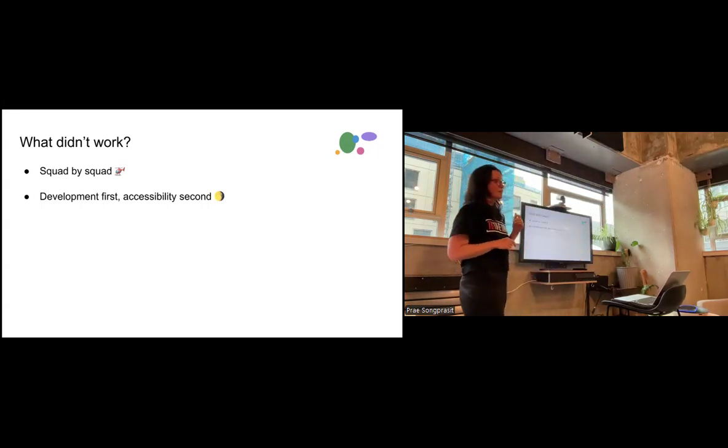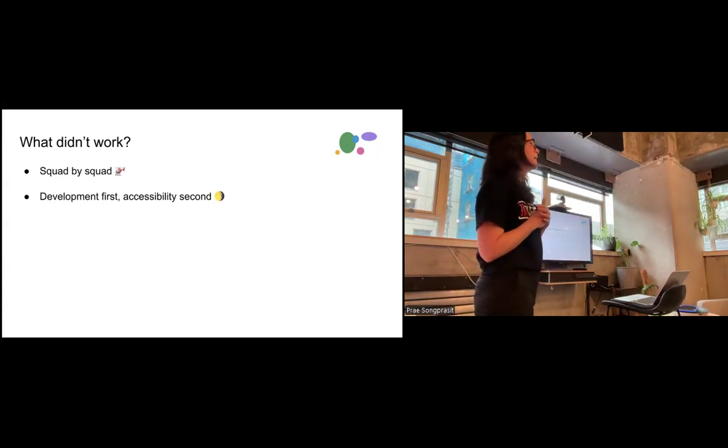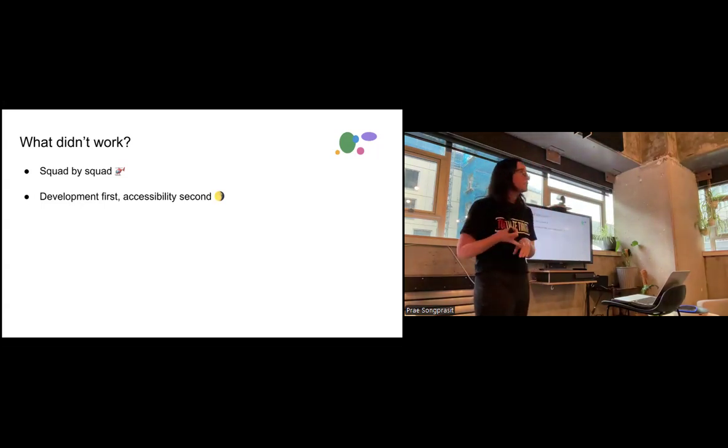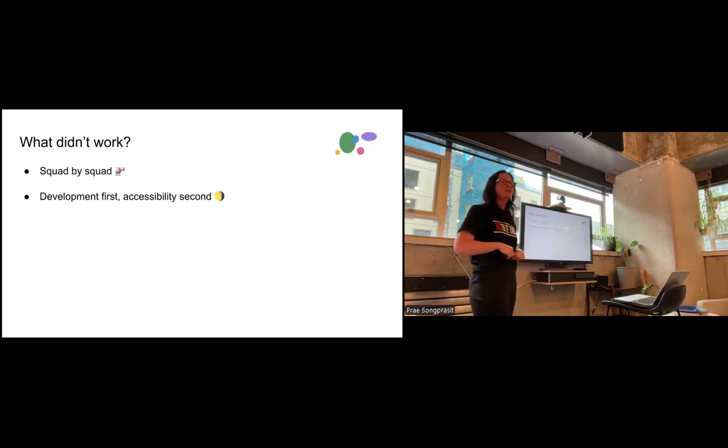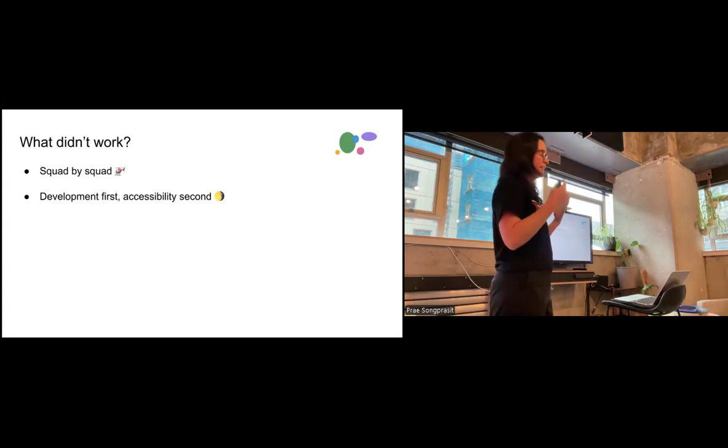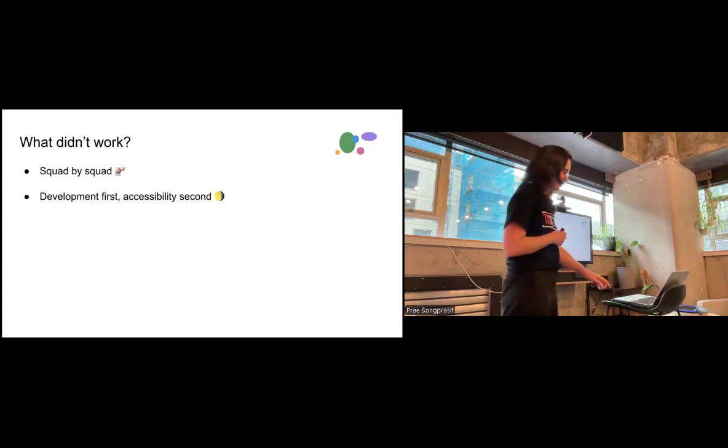Development first, accessibility second. One project that we had was to upgrade the tech and also make it accessible. The way we planned and scoped the product was, well, we'll do the upgrade first and then we'll do accessibility. And I'm sure you can imagine what happened. Suddenly there was something much more important that we had to do. So the accessibility piece didn't happen.